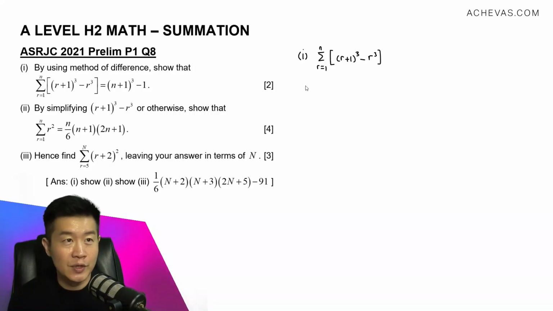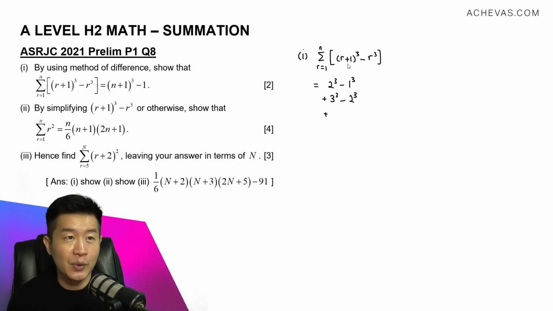In part 1, we are to evaluate this by making use of the method of difference. So let's try to expand this. When r is equal to 1, this will give us 2 to the power of 3 minus 1 to the power of 3. And when r is equal to 2, this will become 3 to the power of 3 minus 2 to the power of 3.